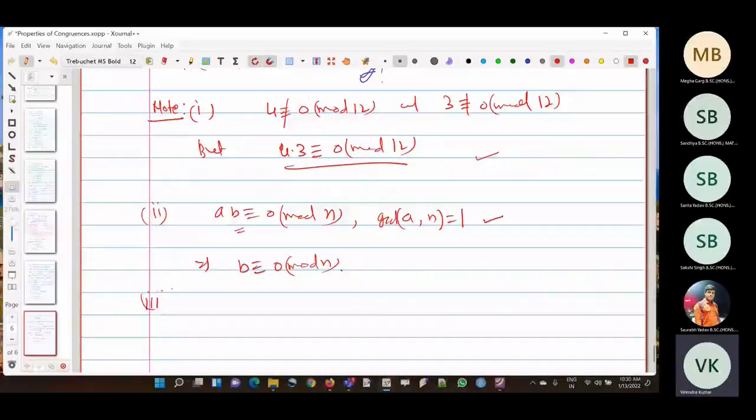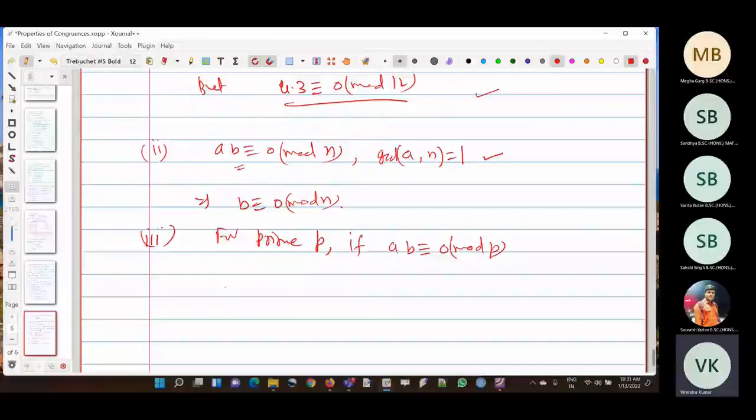And then the third one: for prime p, if AB is congruent to 0 modulo p, then either A is congruent to 0 modulo P, or B is congruent to 0 modulo P.